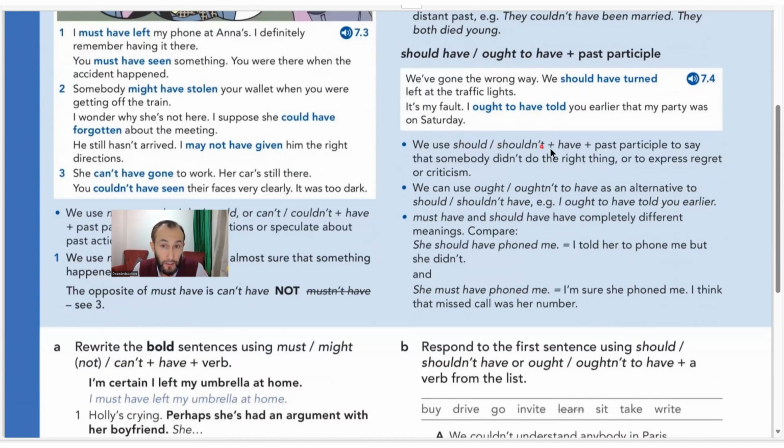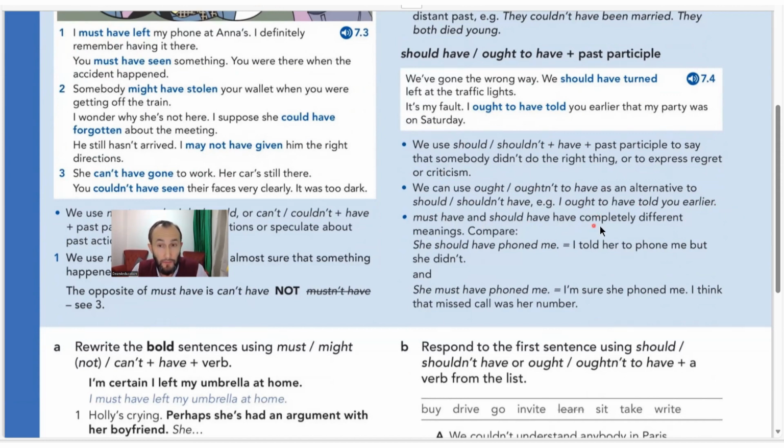So here, should have and shouldn't have plus past participle are used to say that somebody didn't do the right thing, and we're expressing regret or criticism. We can use ought to and ought not to, or oughtn't to, as an alternative to should and shouldn't. As you can see, I ought to have told you earlier. I didn't tell you and I'm regretting it now.